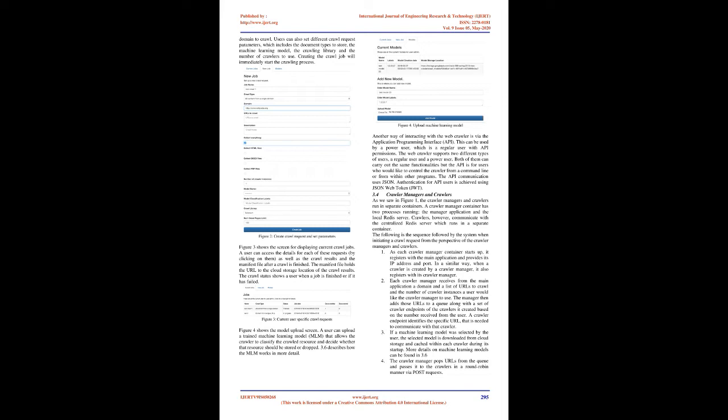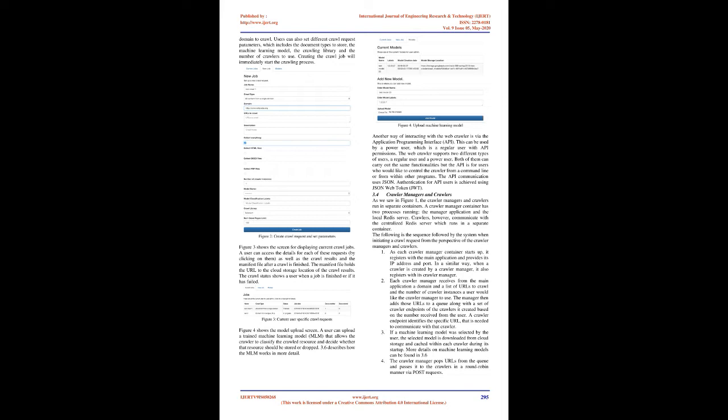Figure 2, create crawl request and set parameters. Figure 3 shows the screen for displaying current crawl jobs. A user can access the details for each of these requests by clicking on them, as well as the crawl results and the manifest file after a crawl is finished. The manifest file holds the URL to the cloud storage location of the crawl results. The crawl status shows a user when a job is finished or if it has failed. Figure 3, current user-specific crawl requests.